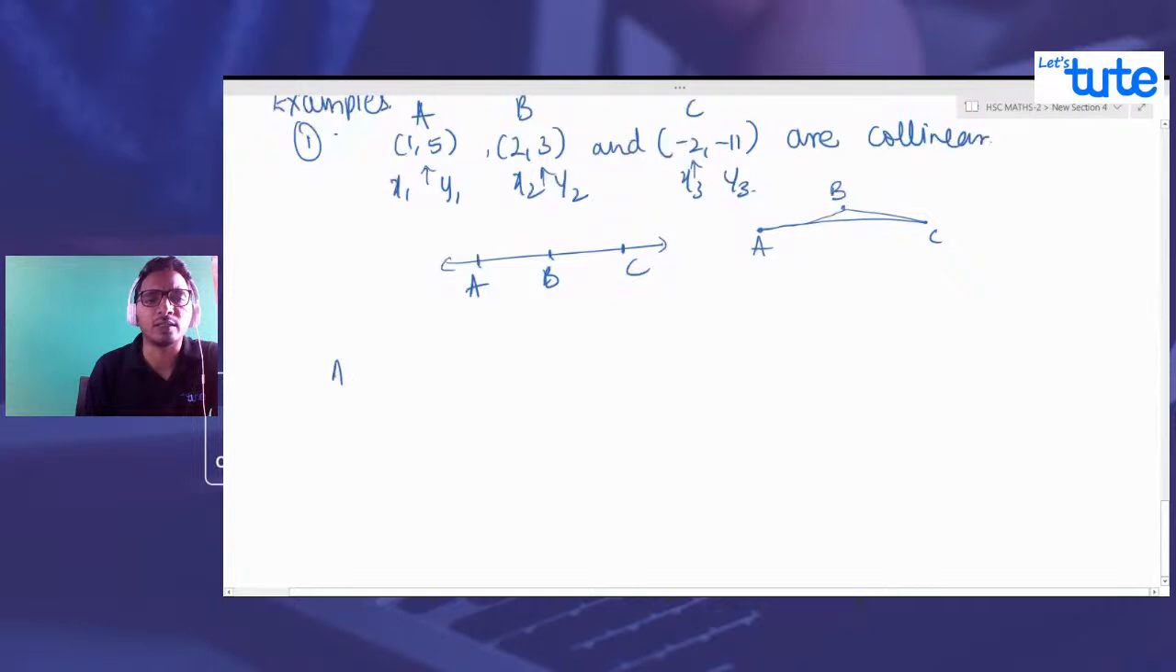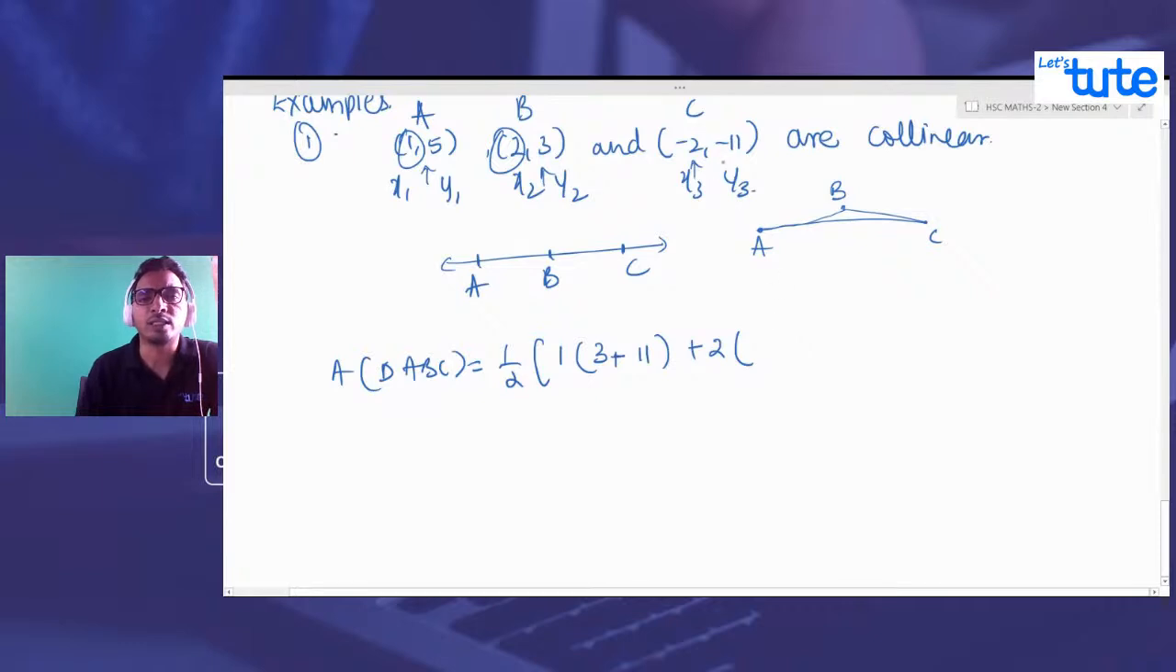So the area of triangle ABC would be equal to half multiplied by x1, that is 1, times (y2, that is 3, minus y3, that is negative 11, so it will be positive 11), plus 2, because we are going to use the formula further. We are done with x1, now x2 multiplied by (y3, which is negative 11, plus y1). What is y1? y1 is 5.